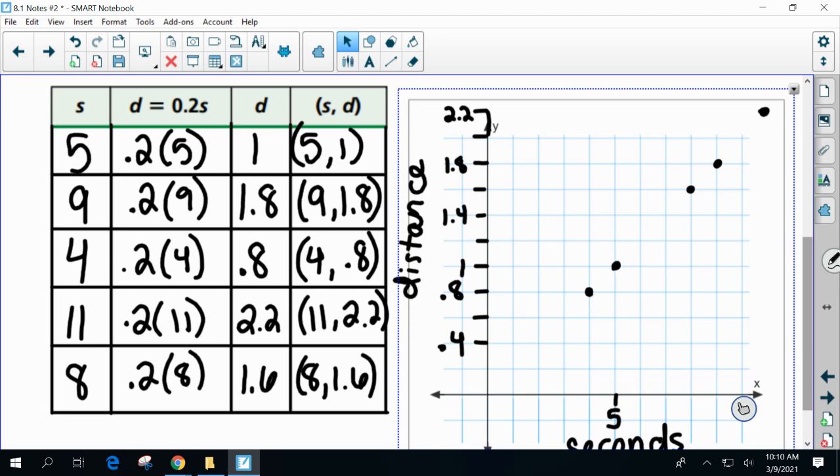Okay, so then I would draw a line through this. Is this linear? Yes, it is going in a straight line. So this would be linear.